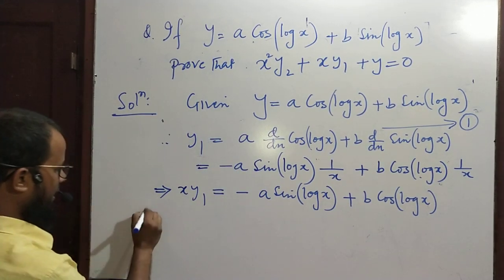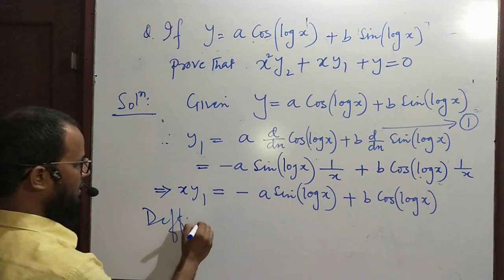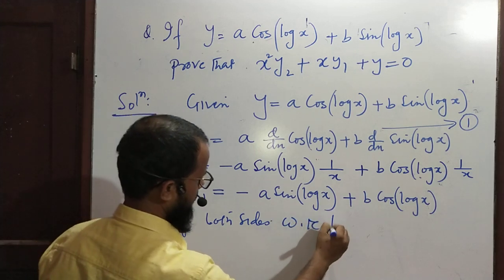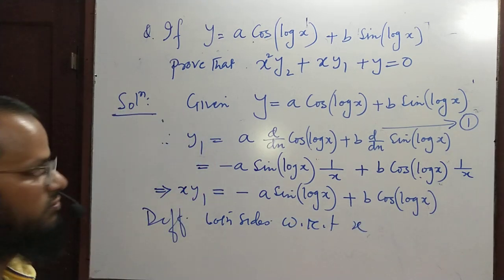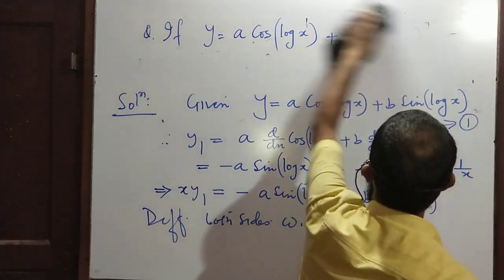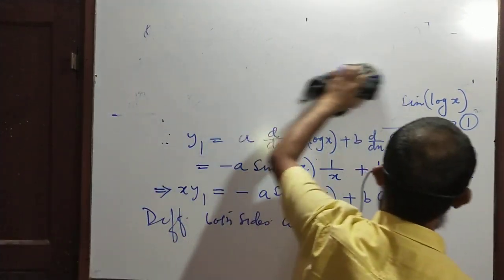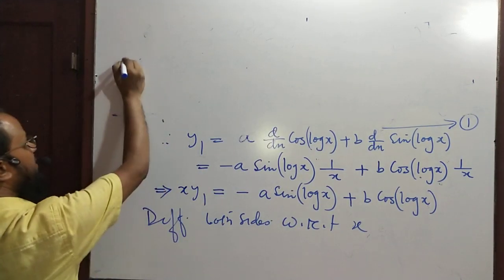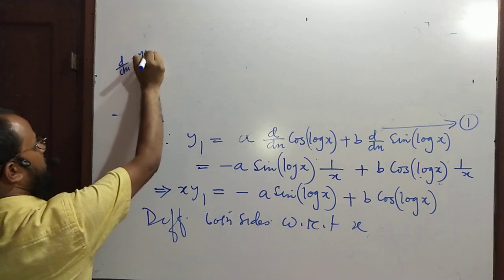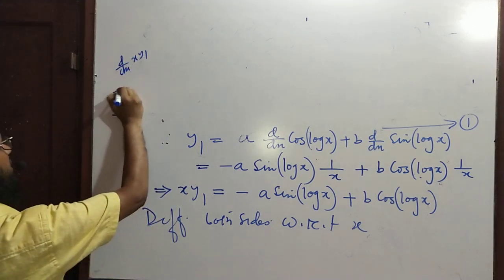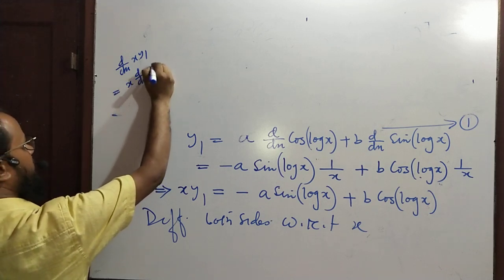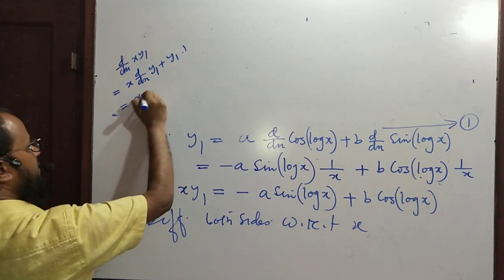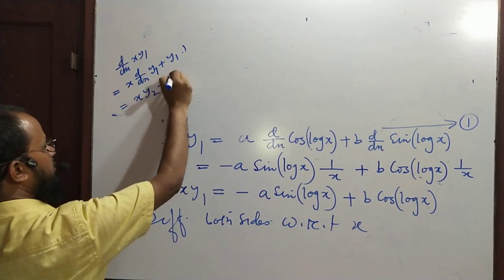Now I am differentiating again, differentiating both sides with respect to x. The left hand side is x into y1, so d/dx of x into y1, u into v. If you expand it, x into d/dx of y1 plus y1 into d/dx of x, which is 1. Finally, x into d/dx of y1 is y2, plus y1.